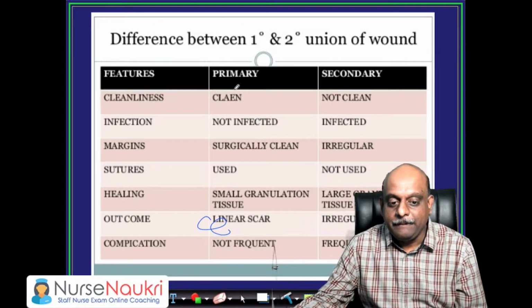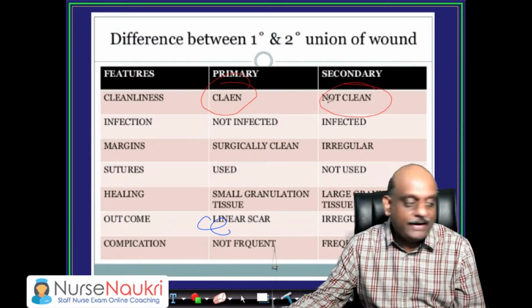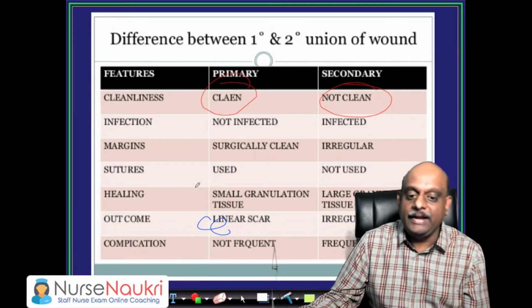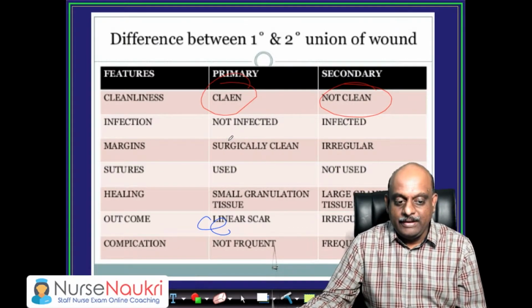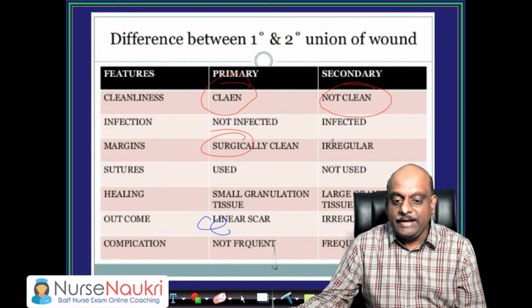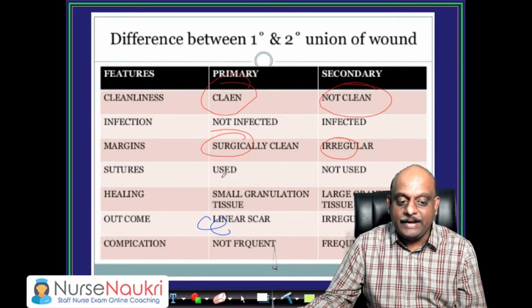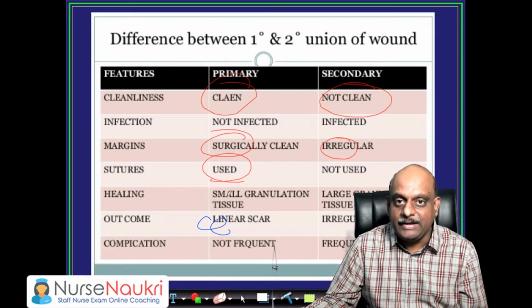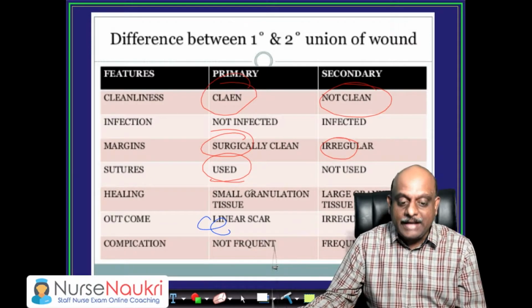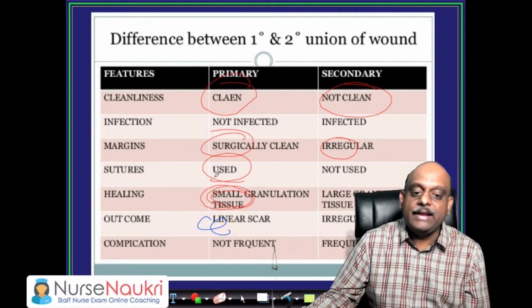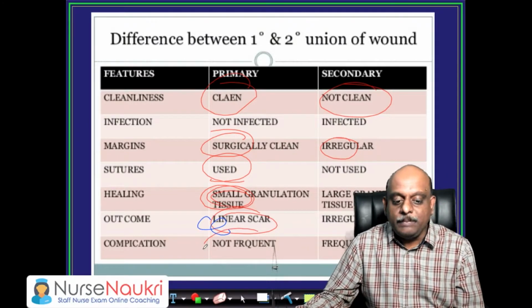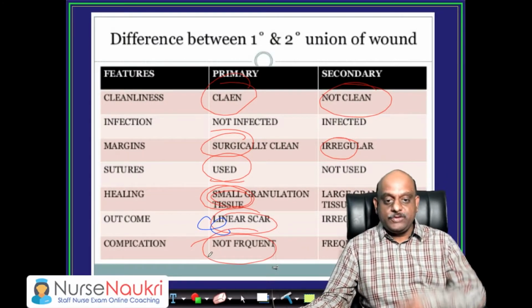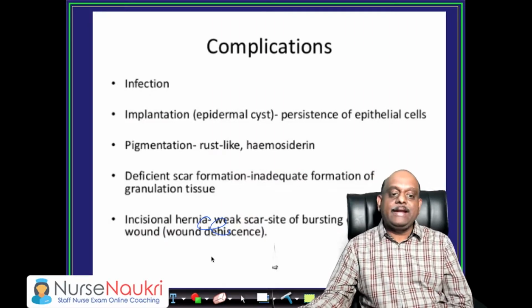Now, primary healing is clean, whereas healing by secondary intention is not clean. Margins are surgically clean in primary, whereas they are irregular in secondary. Sutures are used in healing by primary intention. Granulation tissue is very little in primary, and it is a linear scar. Complications are not that frequent. So this is primary and secondary intention.